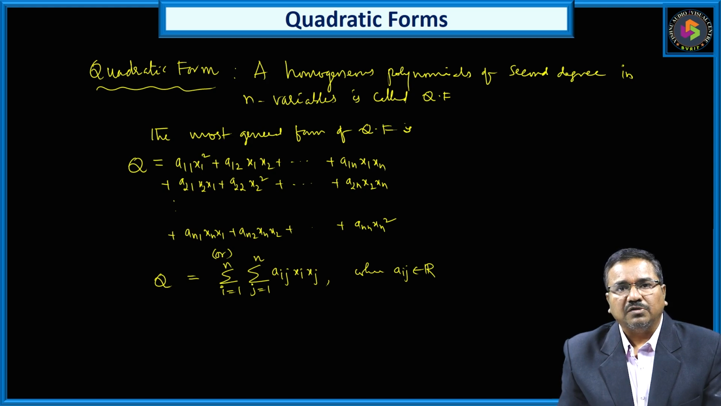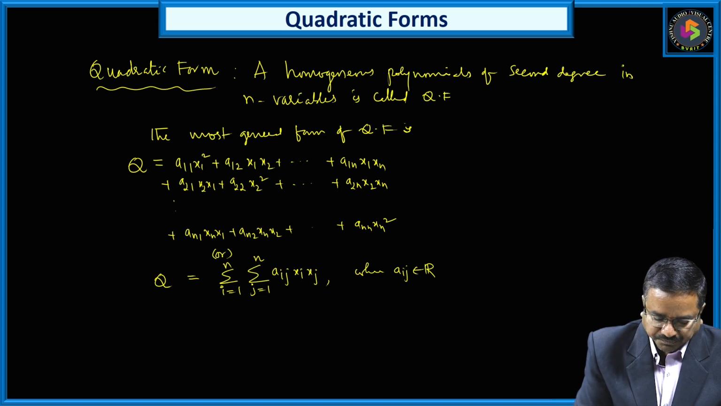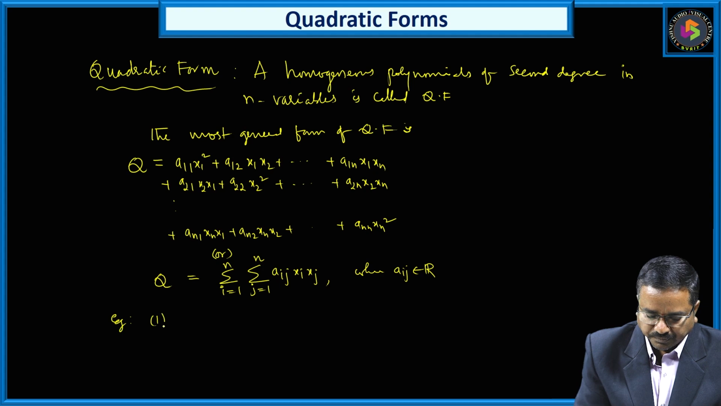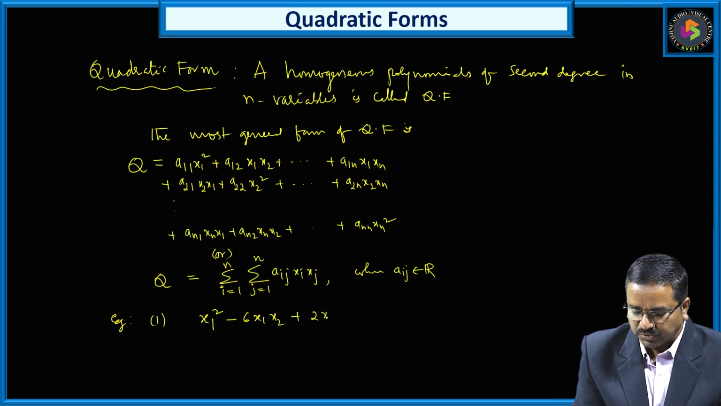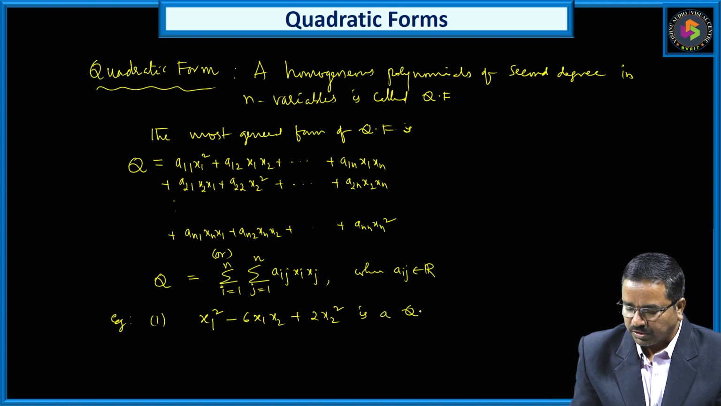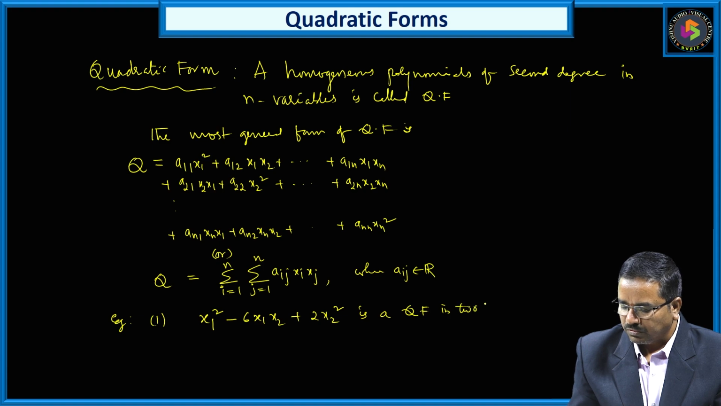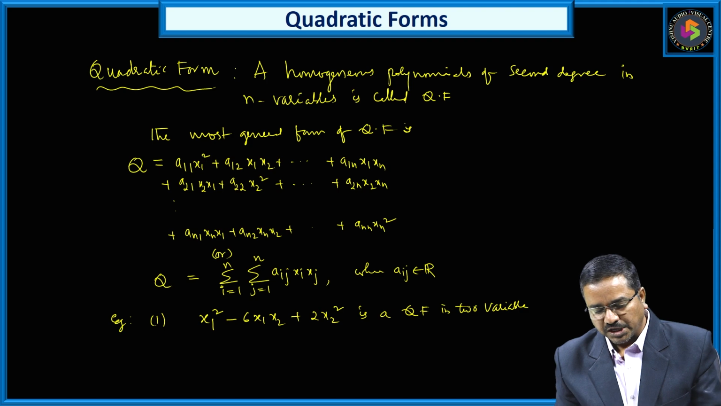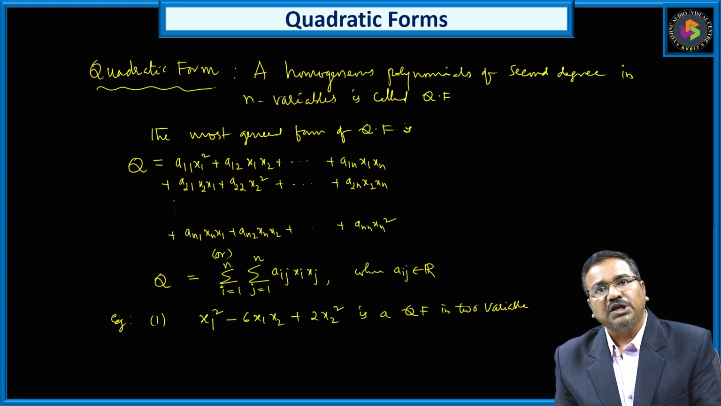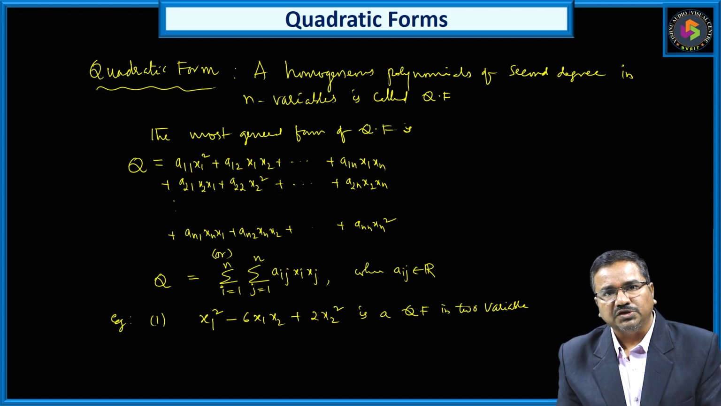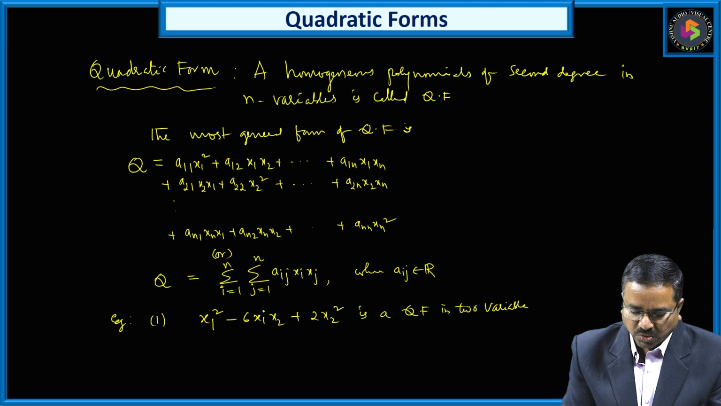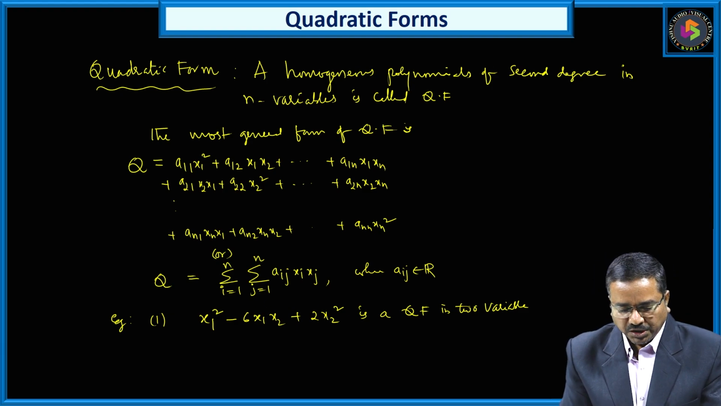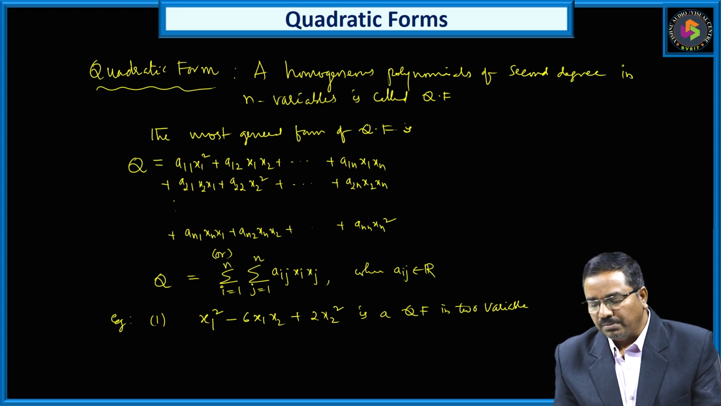Let us give one example for a quadratic form in 2 variables and 3 variables. For example, x1 square minus 6 x1 x2 plus 2 x2 square is a quadratic form in 2 variables. Why is it a quadratic form? It is an expression involving 2 variables. How can we say it is a quadratic form? Look at the degree of each and every term. If the degree of each and every term is 2, then we can say the expression is a quadratic form. The degree of this is 2, of this one 2, of this one 2. Therefore, it is a homogeneous polynomial of degree 2 in 2 variables, namely x1 and x2.